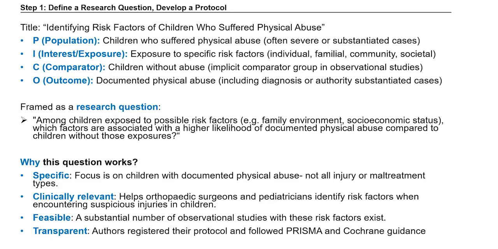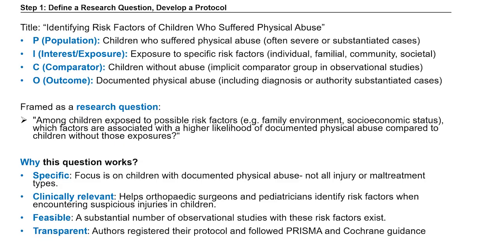If we want to frame it as a question, it will be something like this: among children exposed to possible risk factors, for example family environment and socioeconomic status, which factors are associated with a higher likelihood of documented physical abuse compared to children without those exposures?